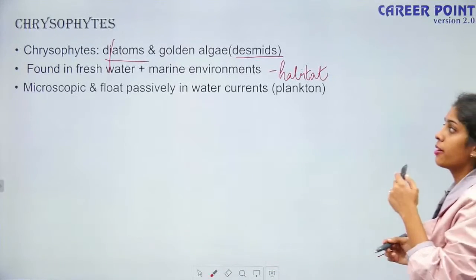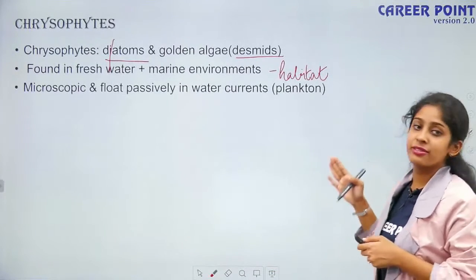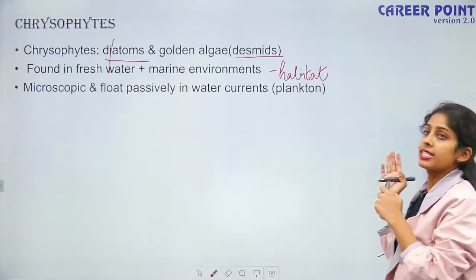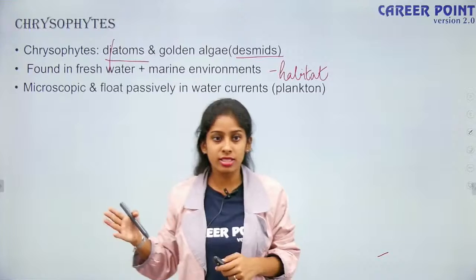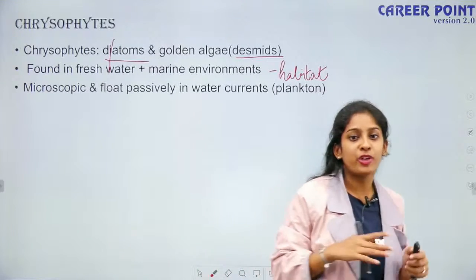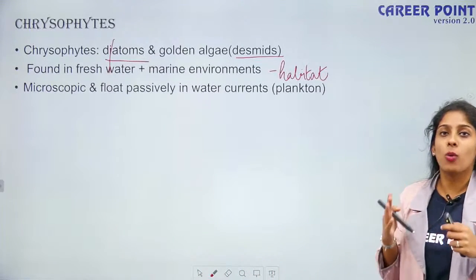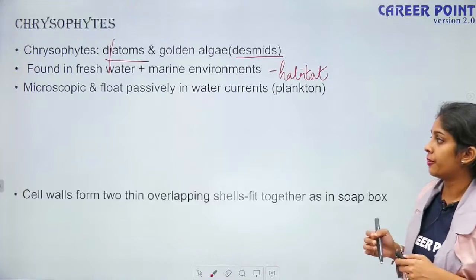They are microscopic and they float passively in water currents, so they are planktonic. When I say planktonic, it also means they are photosynthetic, so they become the chief producers in the aquatic ecosystem. Understood?